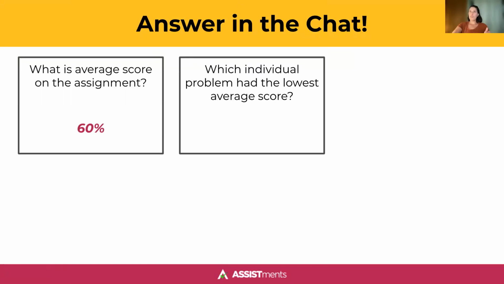All right. Next question, go over to that PDF that Carrie shared. Which individual problem had the lowest average score? Go ahead and find that answer and share in the chat. Which individual problem had the lowest average score? And we'll do about 25 seconds for each one of these questions.